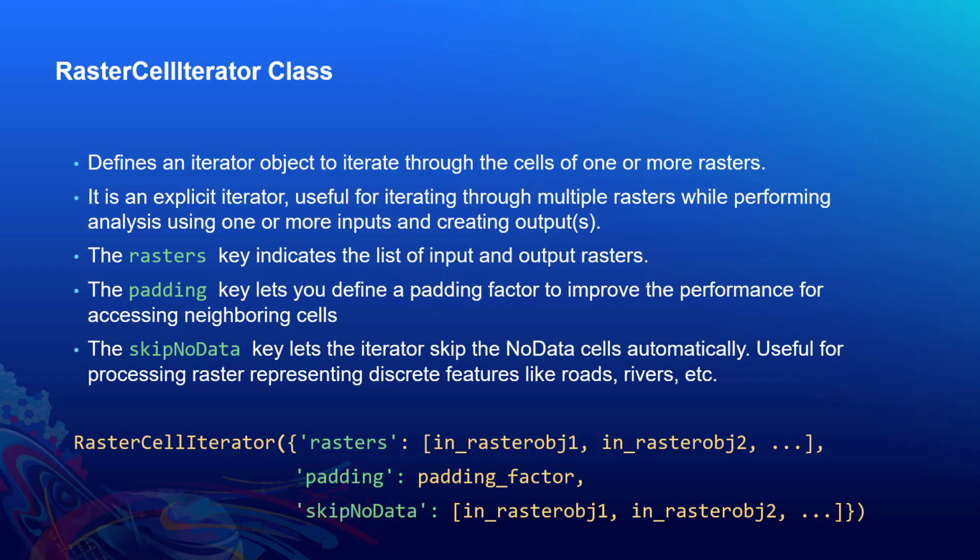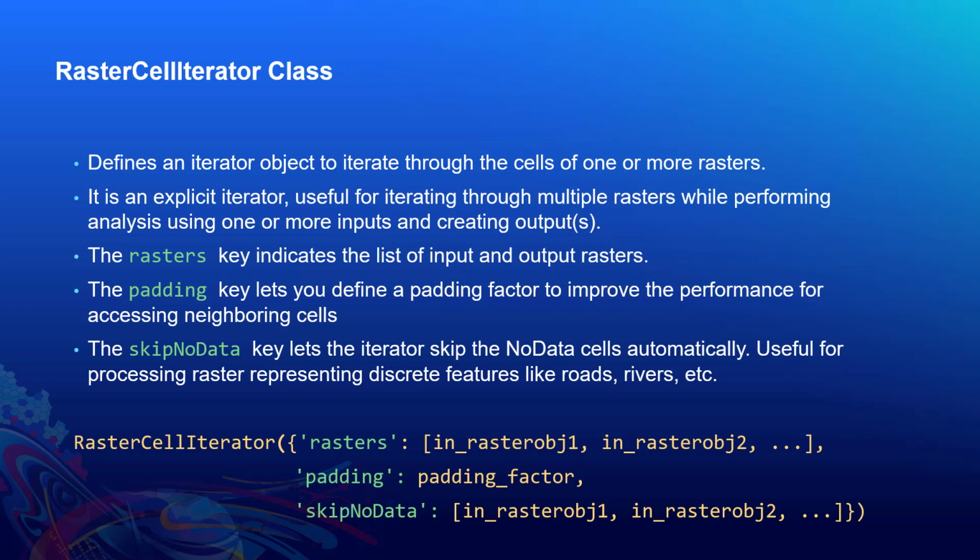Let's talk about the Raster Cell Iterator class. What is it? It defines an iterator object to iterate through the cells of one or more rasters. It's an explicit iterator. It is very useful for iterating through multiple rasters while performing analysis using one or more inputs and creating one or more outputs.